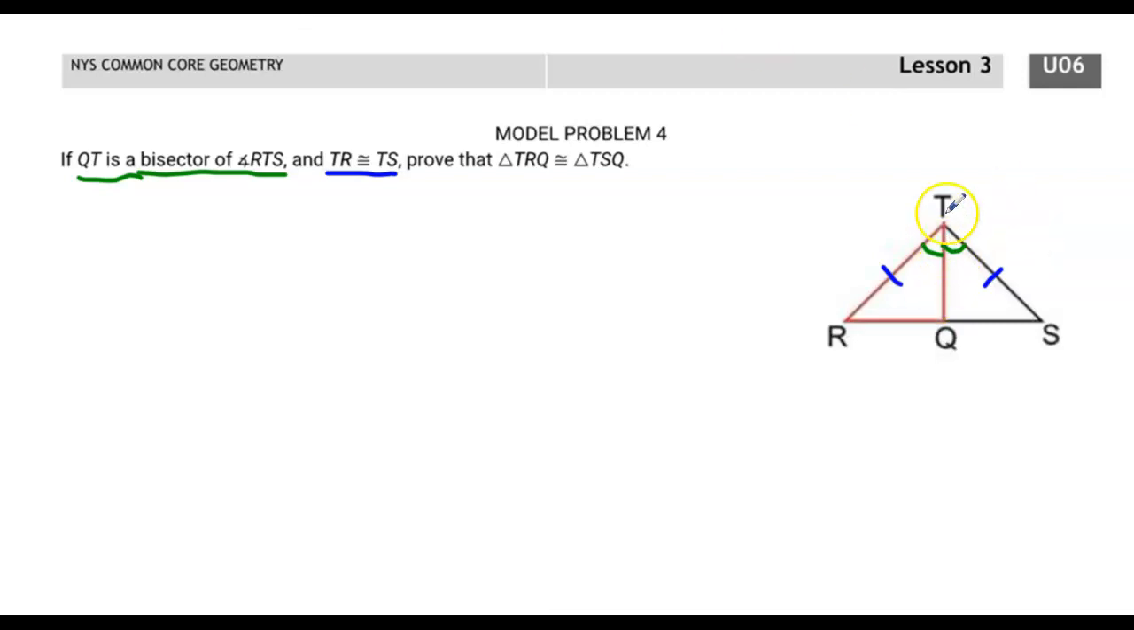Well, I know that QT is congruent to itself, and that's a property that we learned about earlier in the year. That's called the reflexive property. And we know reflexive property is based on the fact that you can draw an X on this line. So this line is congruent to itself.